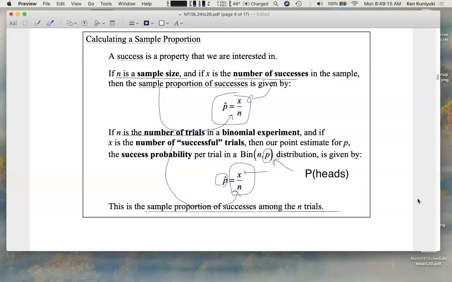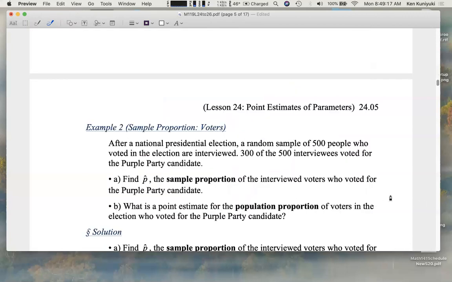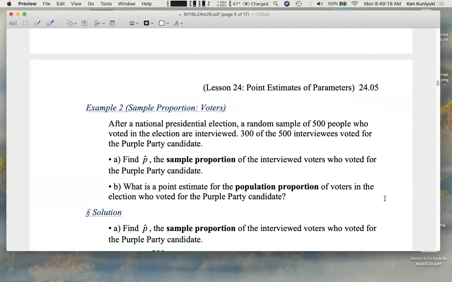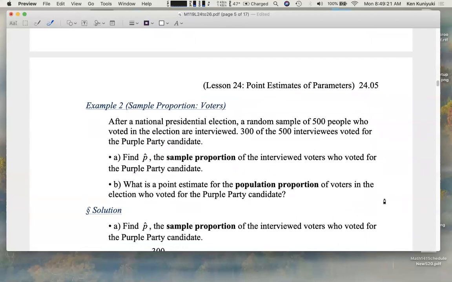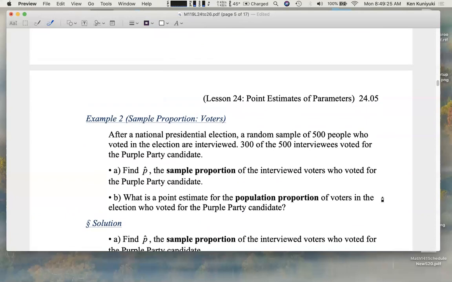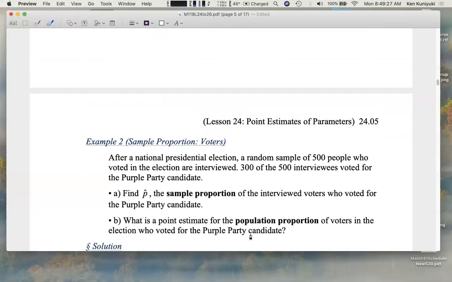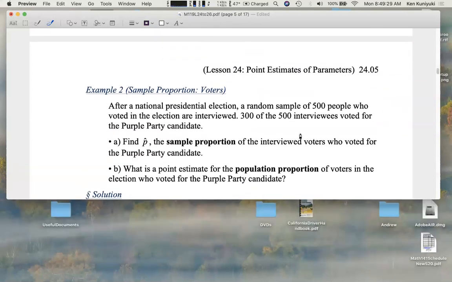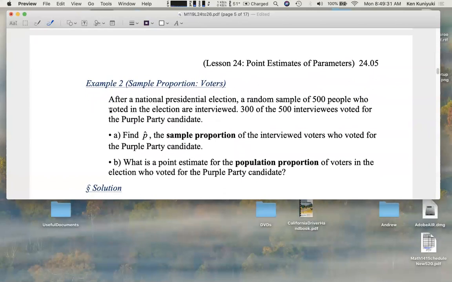So let's apply this idea to an example with two parts. Well, really two examples. Let's apply this idea to two examples, both with two parts. All right, so in example 2, after a national presidential election, a random sample of 500 people who voted in the election are interviewed. 300 of the 500 interviewees voted for the Purple Party candidate.